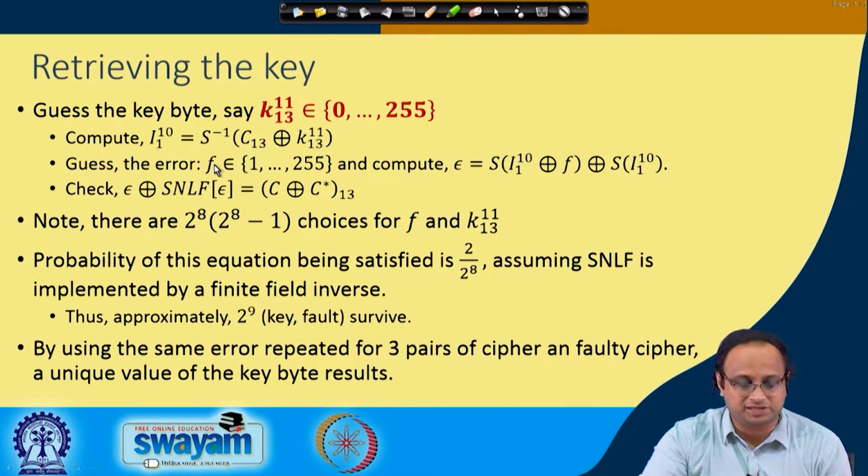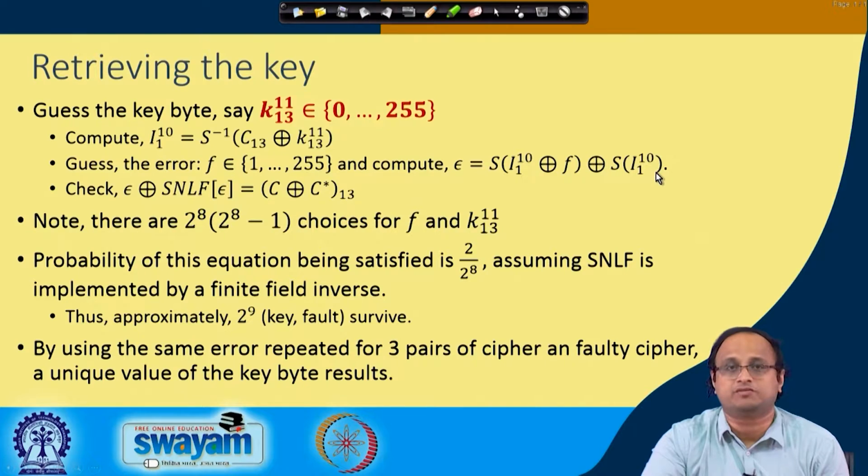So now what we do is we guess this error. Note that the error can be anything except 0, because if it is 0 then it's not an error. So there are 255 possibilities, and we compute epsilon, which stands for S of I110 XORed with F XORed with S of I110. As we know, epsilon is equal to S of I110 XORed with F XORed with S of I110. We can already compute this because we have estimated the value of I110. We make a guess for this error and then we compute epsilon.